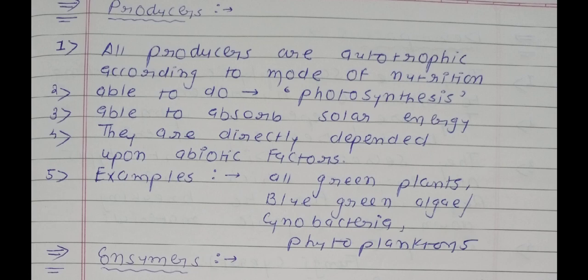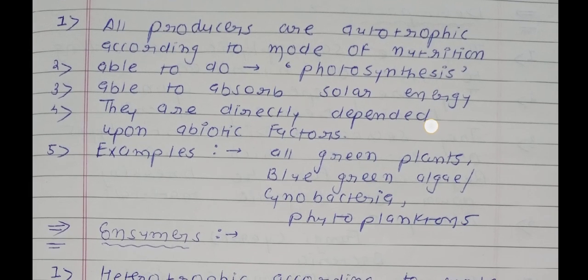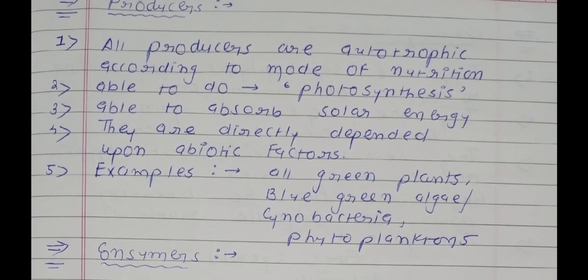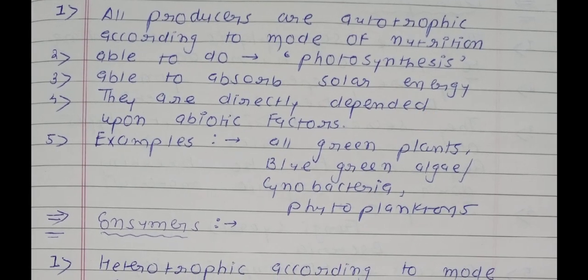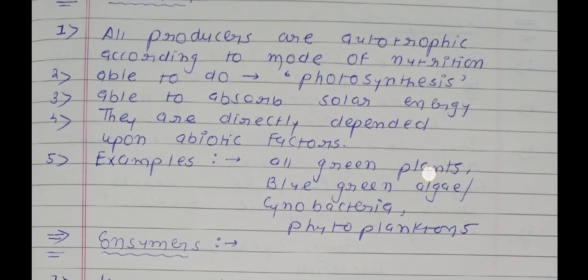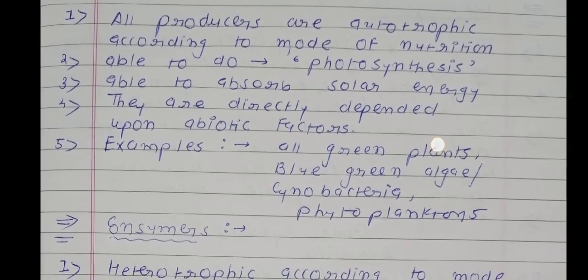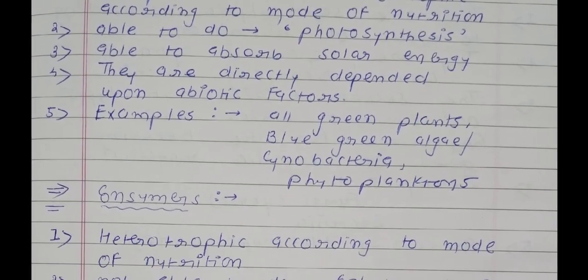Now see the third point, they are able to absorb solar energy. It means they are directly dependent upon sunlight, which is one type of abiotic factor. Point number 4 is important, it is a one-liner question. Blank is directly dependent upon the abiotic factor. Answer will be producer.